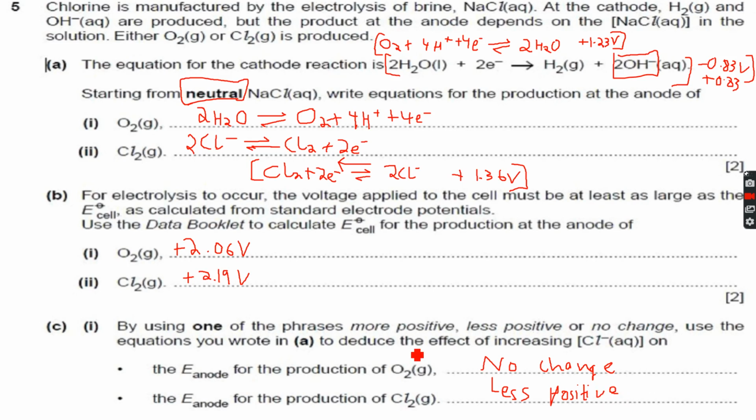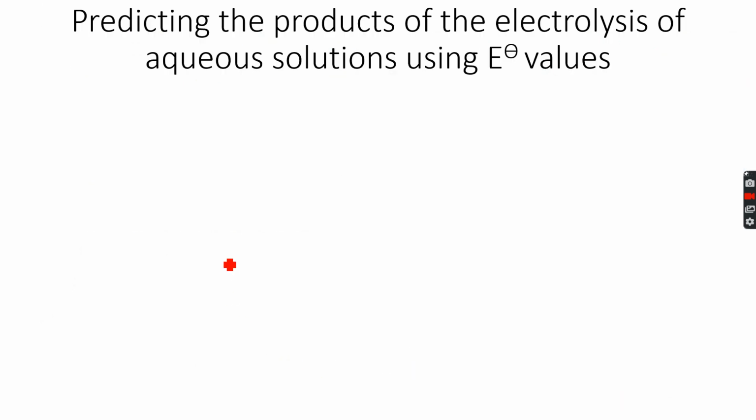Now let's move forward. Predicting the products of electrolysis of aqueous solutions using E0 values. Now in this case, for example, let's say we have done molten electrolysis, but now we are doing electrolysis of aqueous solutions. As I said, we would do it later, and now it's that later time when we are doing it. So now we come back to a basic electrolysis.